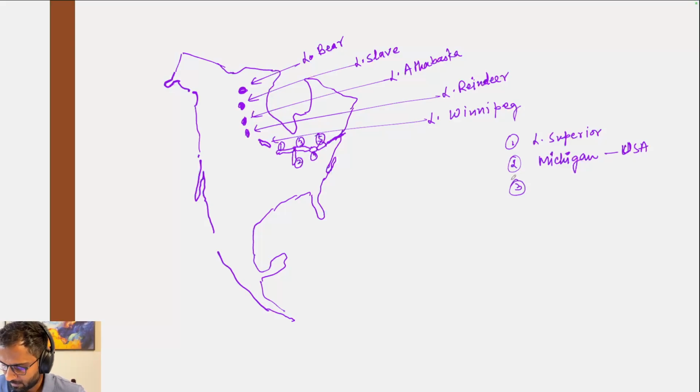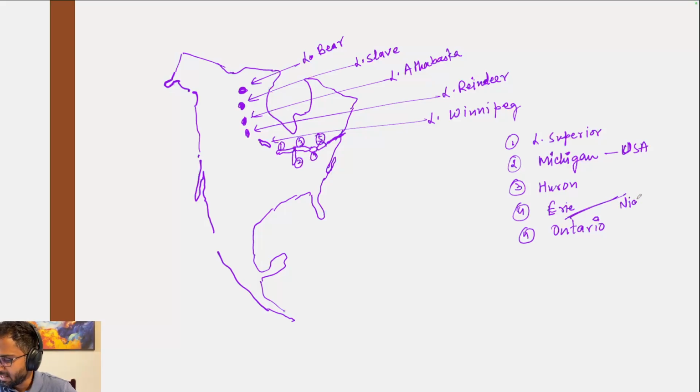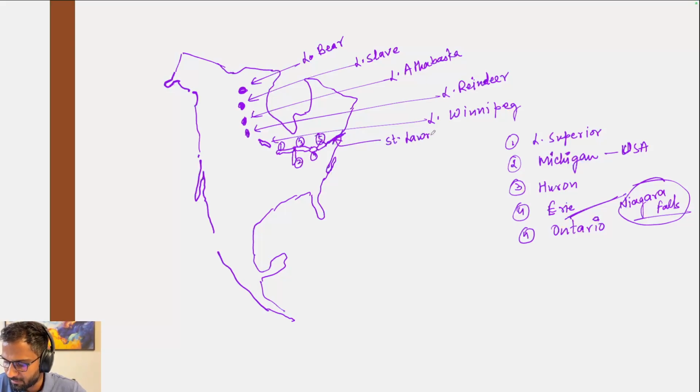Then third is Huron. Next are Erie and Ontario. So this is again a question, arrange them from west to east. Anyway, between these two lakes, Erie and Ontario, Niagara Falls is there. The famous Niagara Falls is between Erie and Ontario, and this river that I told you is the St. Lawrence River.